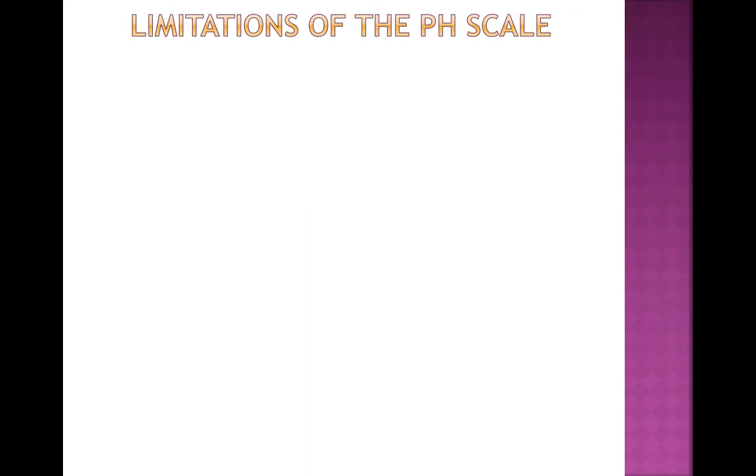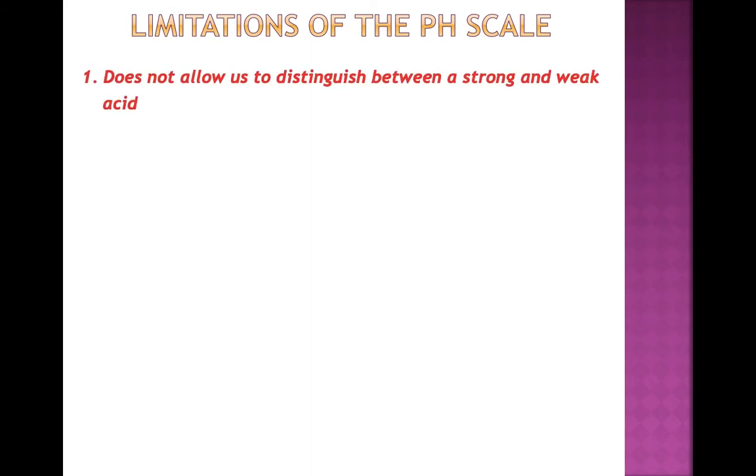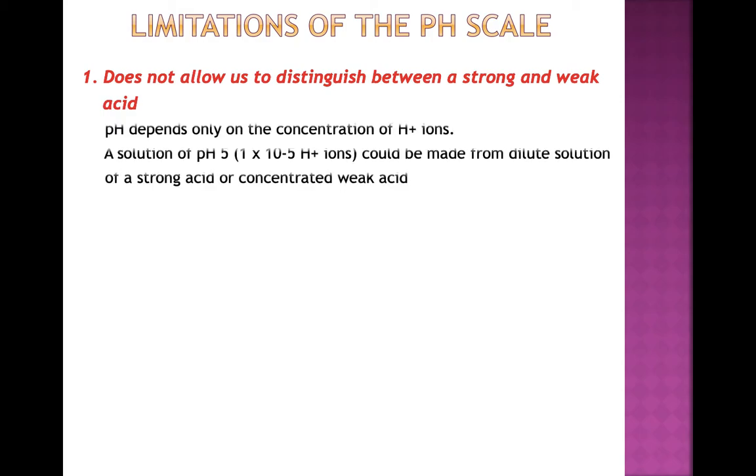Now, there's one extra bit that we need to do on the pH scale, and it's the limitations of the pH scale, which I don't think the guy went through for you on the last set of slides I gave you. Some limitations. The pH scale looks at just the hydrogen ion concentration. It doesn't look at the extent of dissociation. So it doesn't tell you about the difference between a strong and a weak acid. pH depends only on the concentration of the H plus ions. A solution of pH 5 could be made from a dilute solution of a strong acid or a concentrated solution of a weak acid.